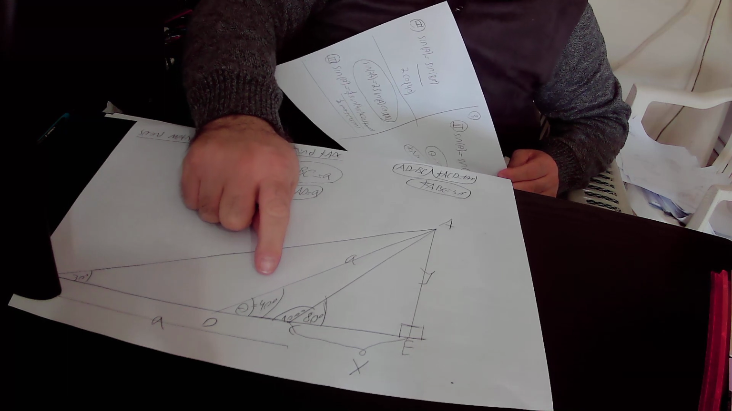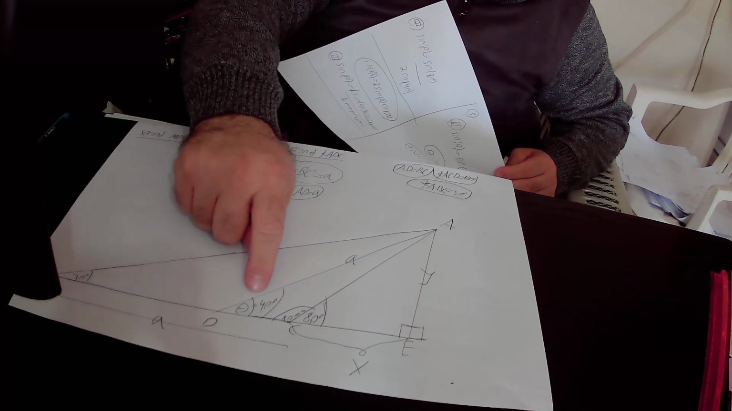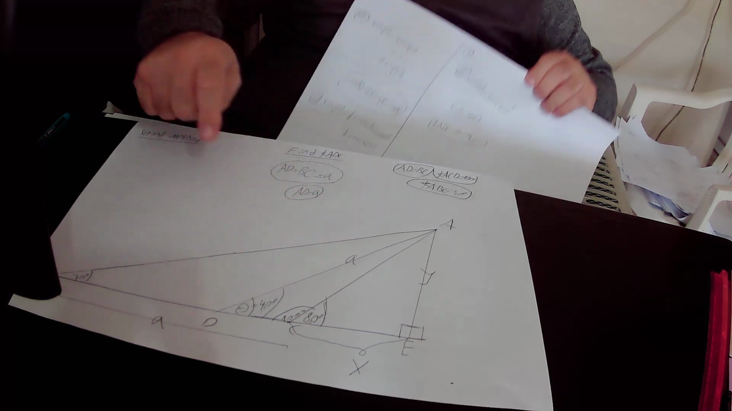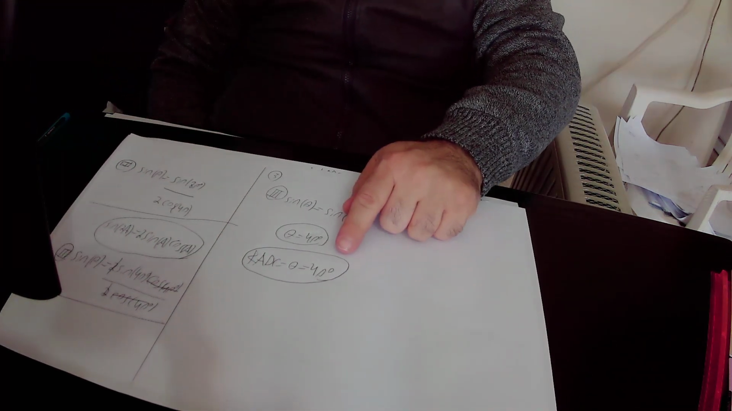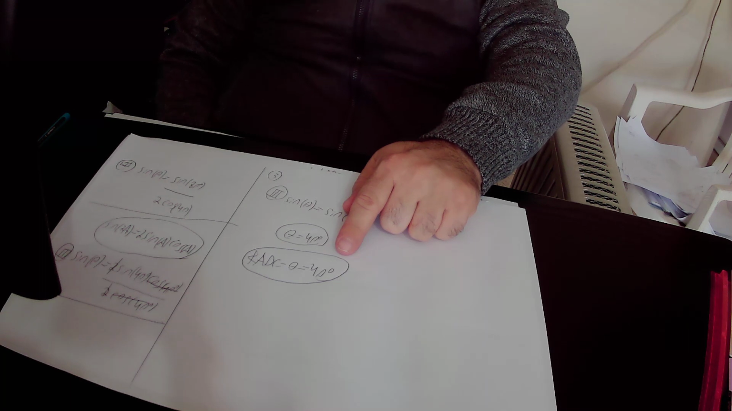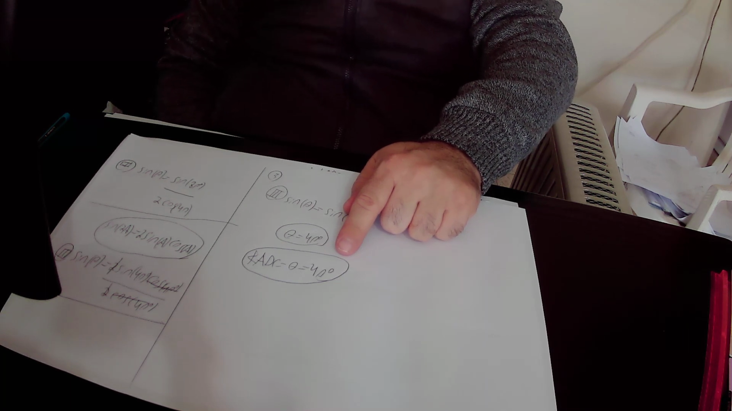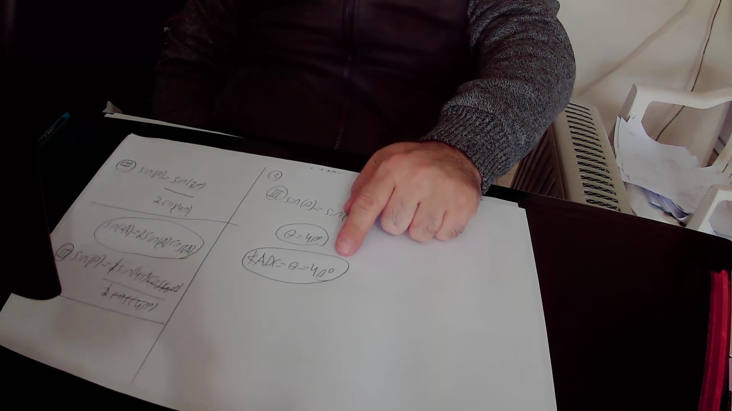So the angle that we are looking for is actually angle ADC that equals to angle theta. So therefore, angle ADC that equals to theta equals to 40 degrees. So in both methods, we found out that the angle that we are looking for, that is to say angle ADC, equals to 40 degrees.